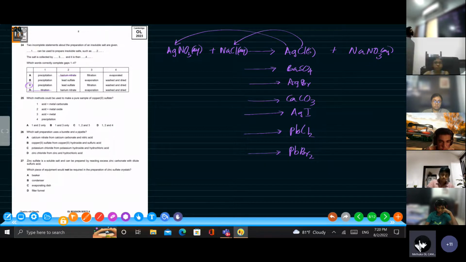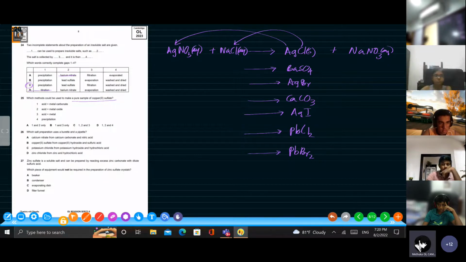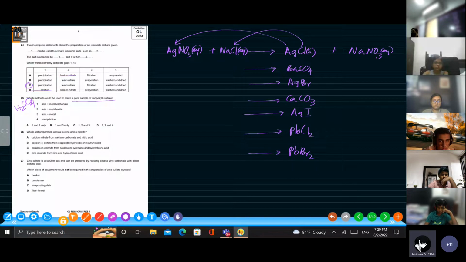Which methods could be used to make a pure sample of copper sulfate? Nice question. Okay, so the acid is sulfuric. You guys know that. So sulfuric acid and copper carbonate, will it work? Sulfuric acid and copper carbonate reacting, yes. Acid and carbonate give copper sulfate, carbon dioxide, and water, right? So it's okay. Metal oxide, copper oxide, and acid: copper oxide is a base, sulfuric is an acid. So then metal salt and water, right? Then get the balanced reaction set, right? You have it in your theory book.